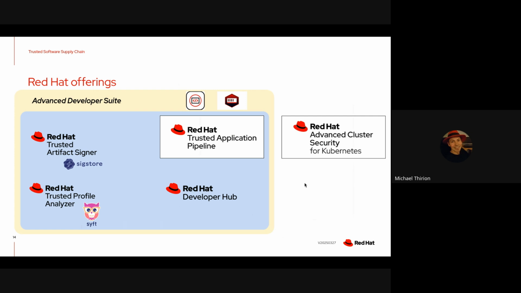Okay, so Profile Analyzer would be what we would use to deal with SBOM, which means everything related to vulnerabilities. And Artifact Signer will be what we use for signature and attestation. Attestation is not written here, but signature and attestation will both rely on Artifact Signer.